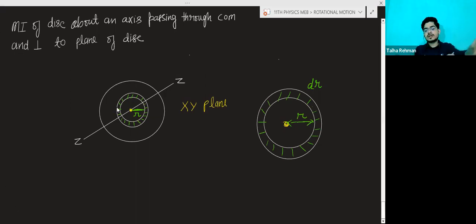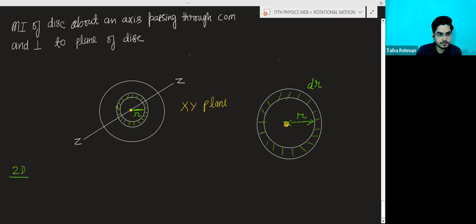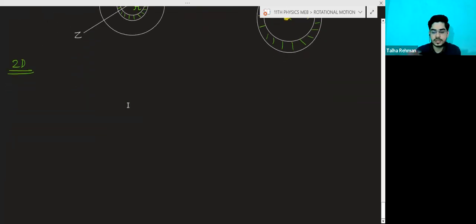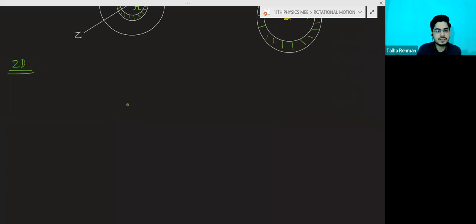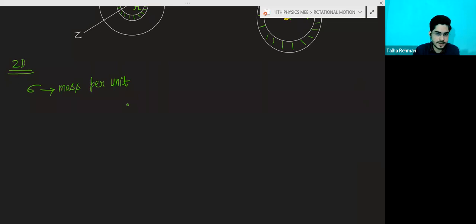So this disk is a two-dimensional object, so it will have an area. For a two-dimensional object, we define mass per unit area, sigma. Maybe this is a new term for you, but this is very useful to calculate the moment of inertia and some other things also.